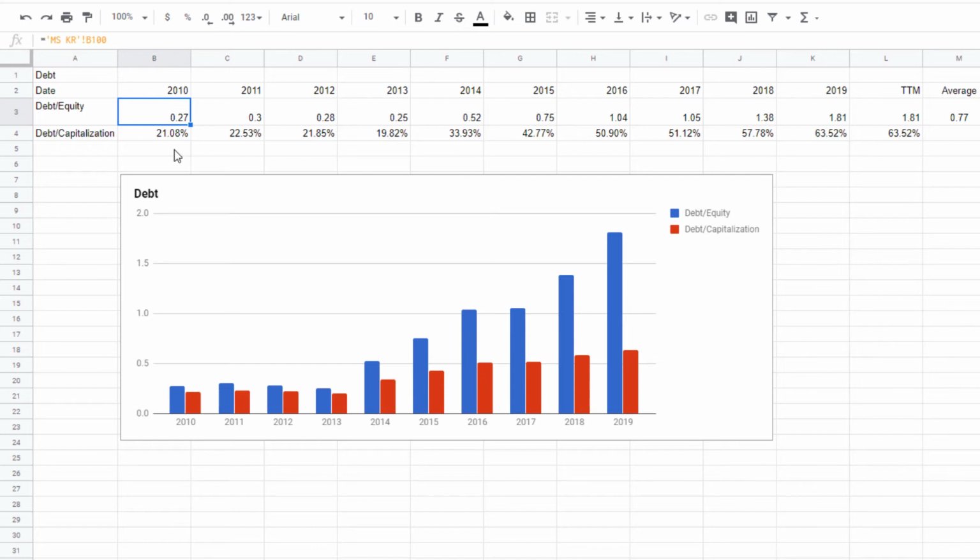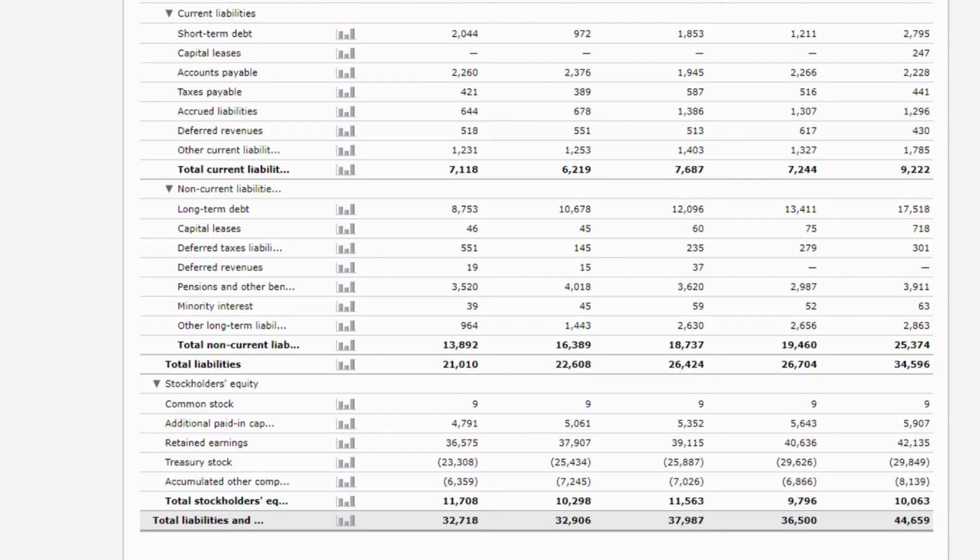Same applies to the debt to capitalization. It was at 21% before, and now it's at 63%. We can also see the increase on the graph. With the debt to equity, see 2010 it was quite low, and here it's more than 8 times as much as in 2010. Then, exciting part in the video, total stockholders' equity, which we can see at the bottom here.